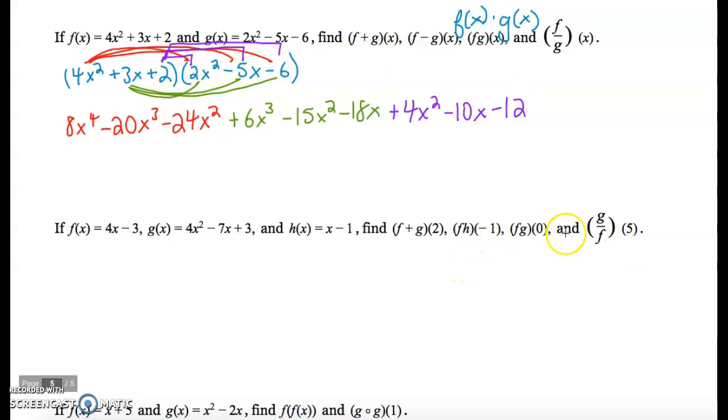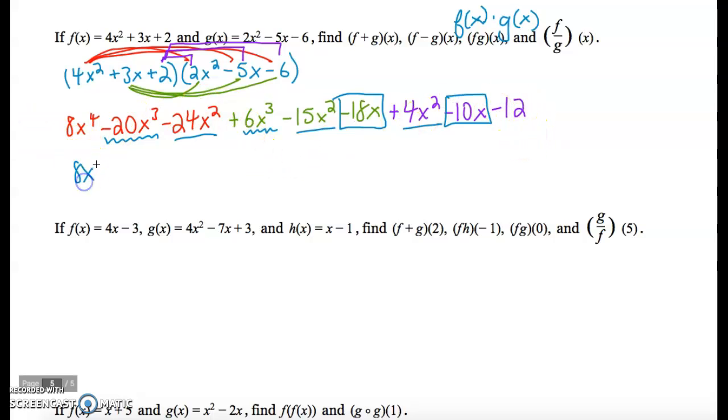Now we're just going to go through and see if we have any like terms. So I have no more x to the fourth. I have a couple of x cubes. I have a couple of x squareds. I have some regular x's. And then this is my only constant. So then I'm just going to combine all my like terms.